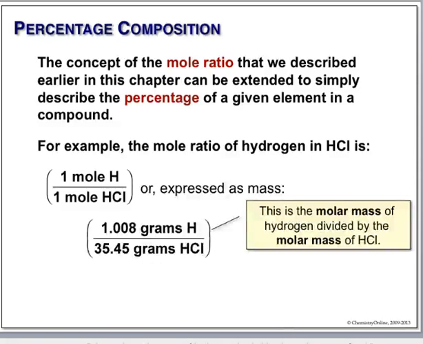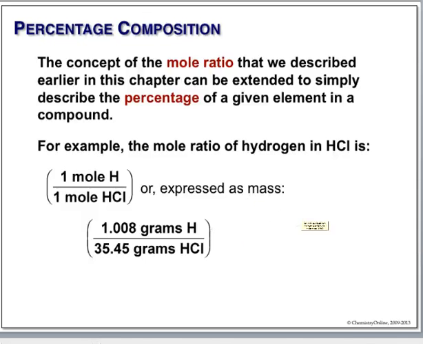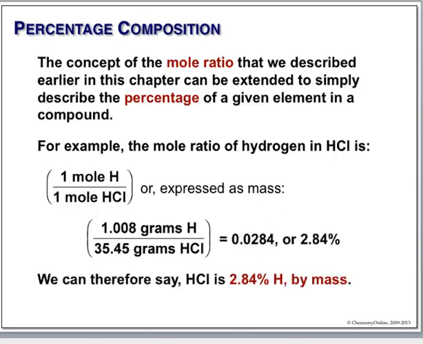So instead of saying 1 mole of hydrogen, 1 mole of HCl, I could say 1 gram of hydrogen, 35.5 grams of HCl. I've converted my mole ratio into what I'll call a mass ratio. All right, now if I know my mass ratio, what's the percentage here? All I have to do is do the division, multiply by 100.